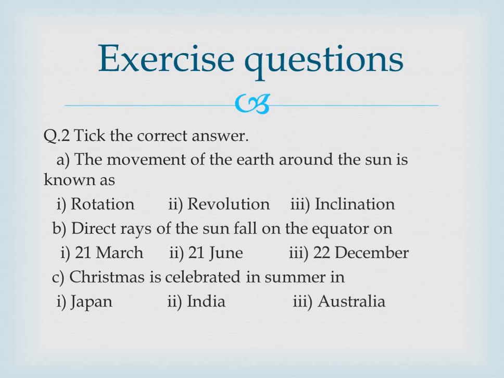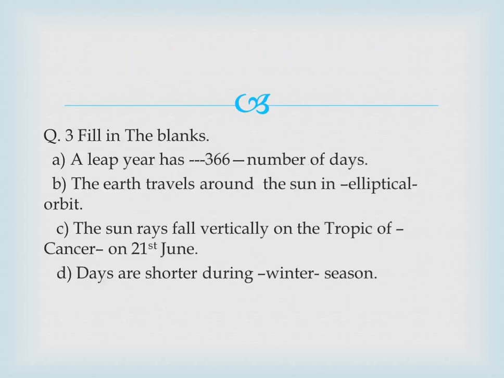Christmas is celebrated in summer in Australia. Why? Because it is in the southern hemisphere. When it is winter in the northern hemisphere, in the southern hemisphere it is summer. As we celebrate Christmas on 25th December, it is celebrated in summer in Australia.